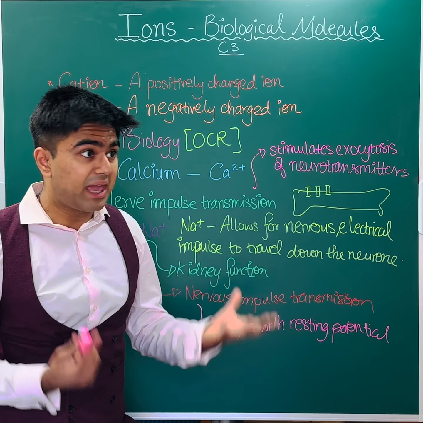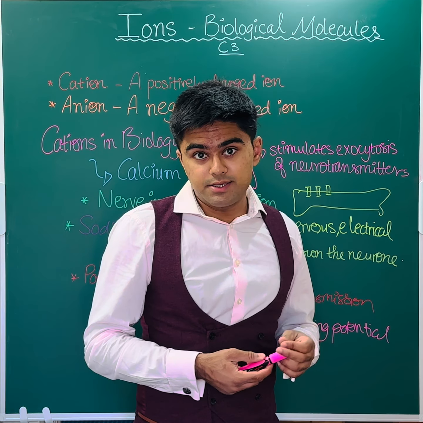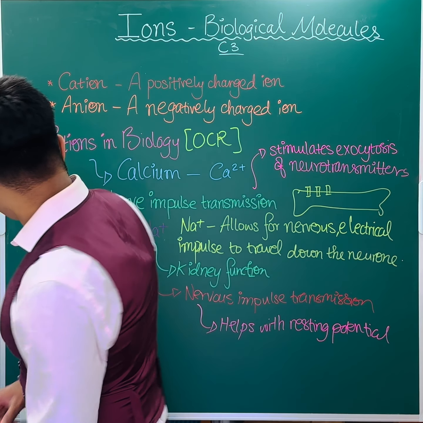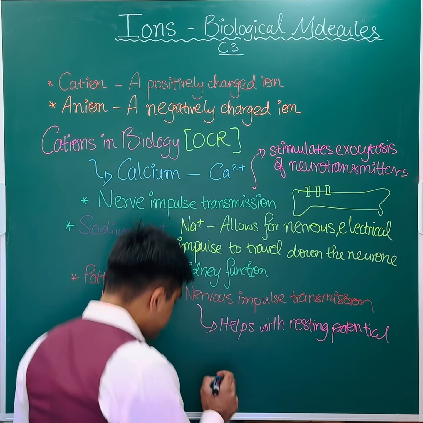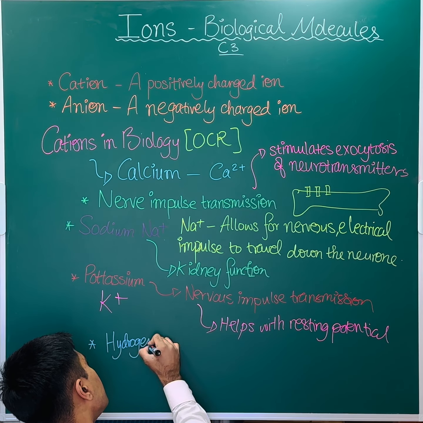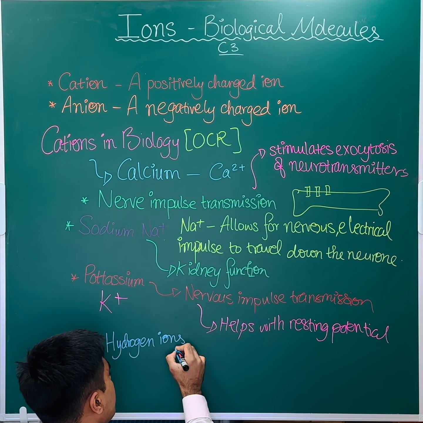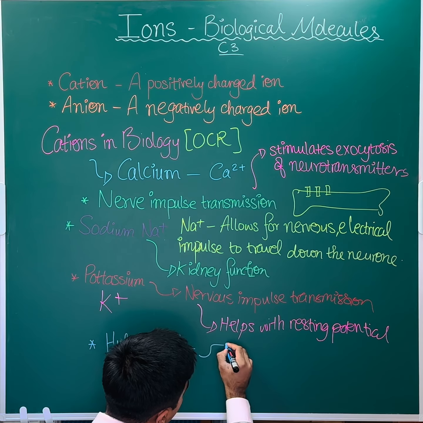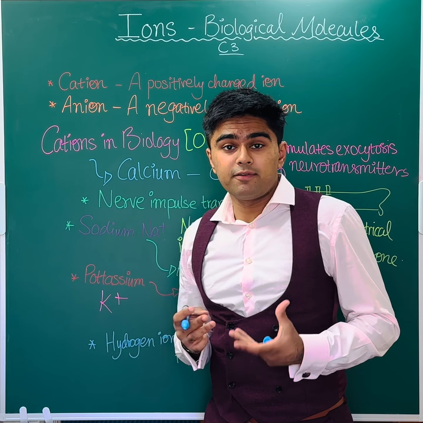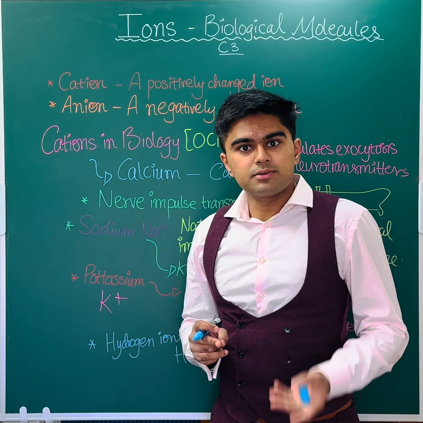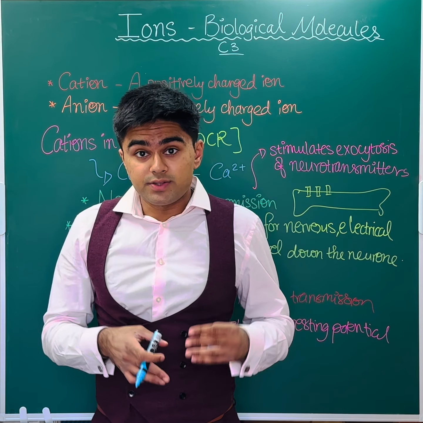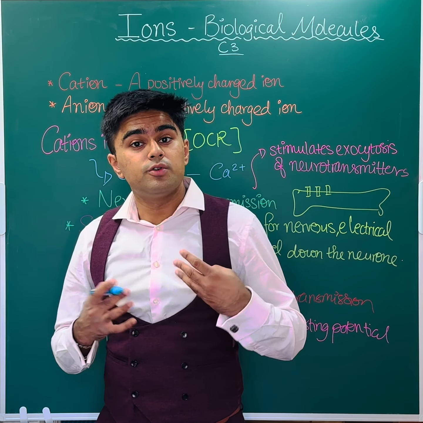Now, the final cation that I need you to remember as per OCR is hydrogen ions. We've come across hydrogen ions so many times. So we've got hydrogen ions, H+ ions. Now, what is the function of hydrogen ions? If you recall back to A-level chemistry, or even GCSE chemistry, we know that H+ ions help with pH. They allow for things to be more acidic or more alkali, depending on their concentration. The more H+ ions you have, the more acidic something is.